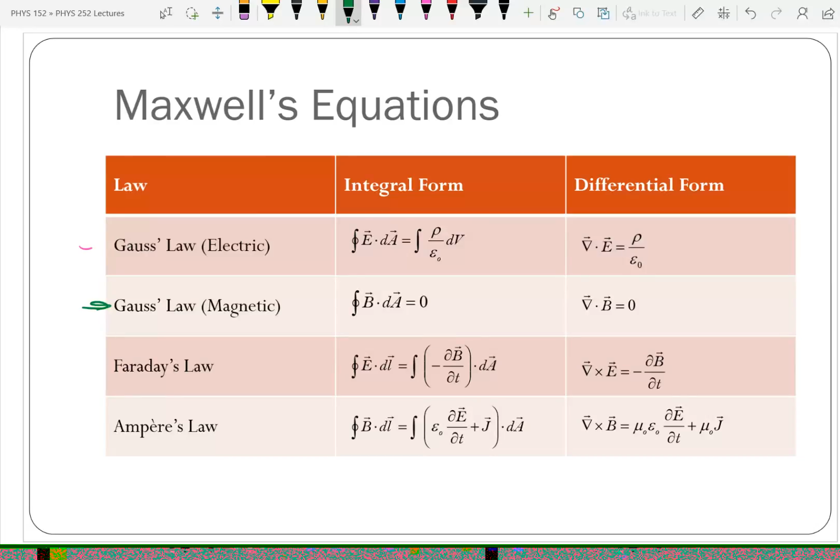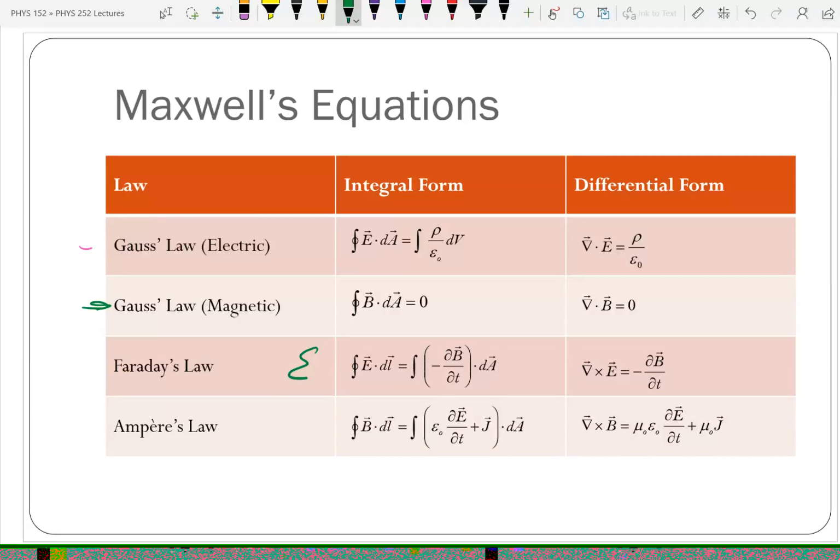Okay, then the next two laws, Faraday's law of induction. Faraday's law of induction was the electric circulation. That's not what we did in class. What did we do instead of the electric circulation? We said the induced EMF. So the electric circulation is equal to the integral of minus dB dt. Remember, we had in Faraday's law of induction the rate of change in magnetic flux dot dA. So this on the right-hand side is basically the same thing. It's minus the derivative of the magnetic flux.